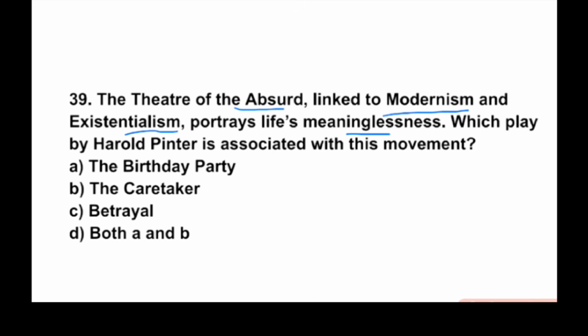Option D, The Birthday Party and The Caretaker. The Birthday Party, 1957, and The Caretaker, 1960, use ambiguous dialogue and existential themes, aligning with the theatre of the absurd.